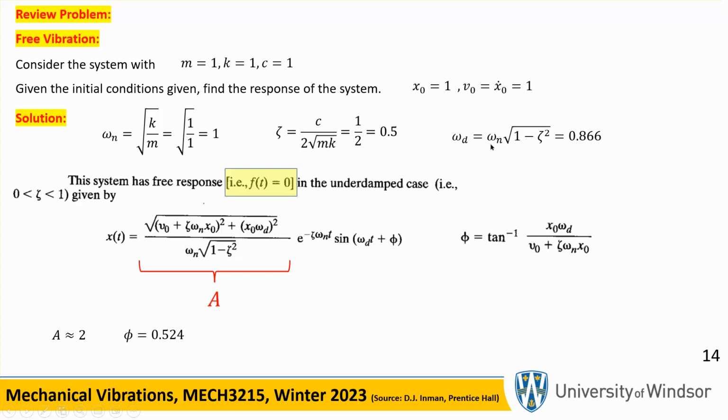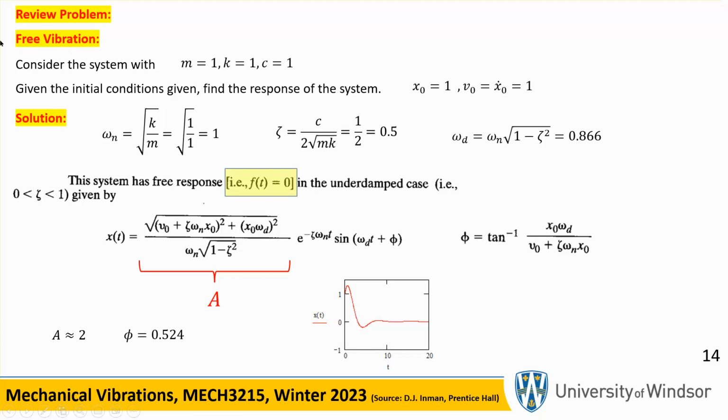If you plug these things in, x naught is 1, v naught is 1, you're going to get A equal to approximately 2, and phi is approximately 5.524. Now remember, if this ever comes out to be negative, you have to add pi to it. Okay? And if you plot it, it looks like that. It's a damped free vibration, it stabilizes and gets smaller and smaller, initially because of the initial conditions. There's an overshoot here, and then it settles down and goes to 0, essentially.